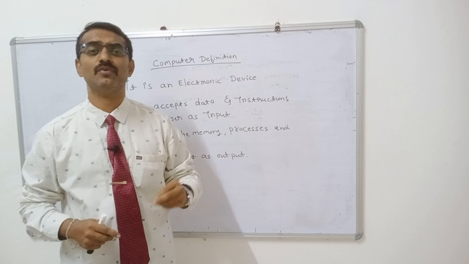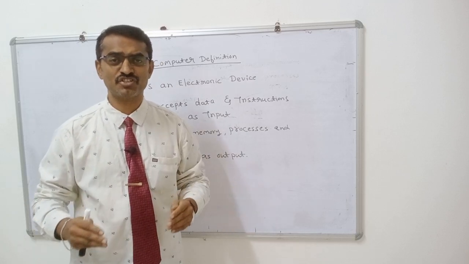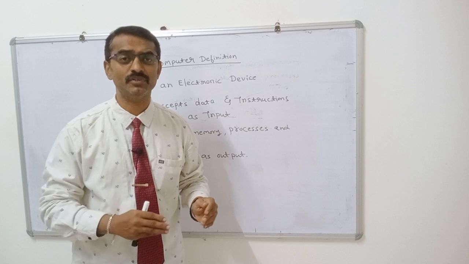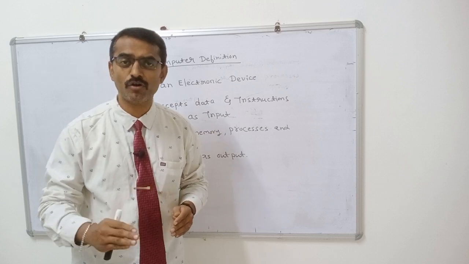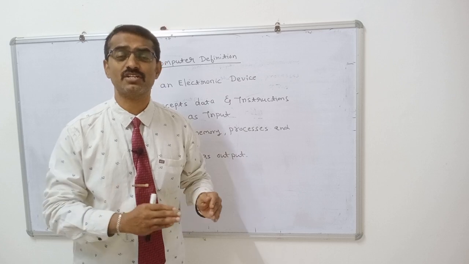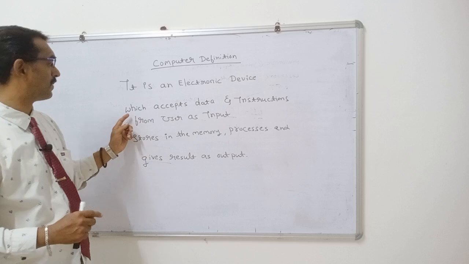Then you can ask me one more question. Wooden items like chairs and tables are not made up of electronic components, so we cannot call them electronic devices. They are called mechanical devices. Okay, let us go to the next part.